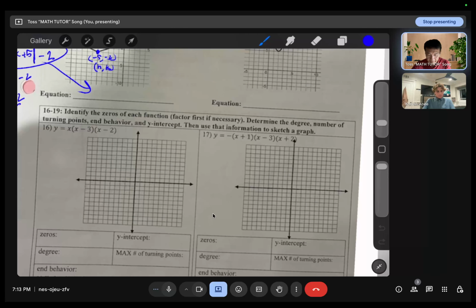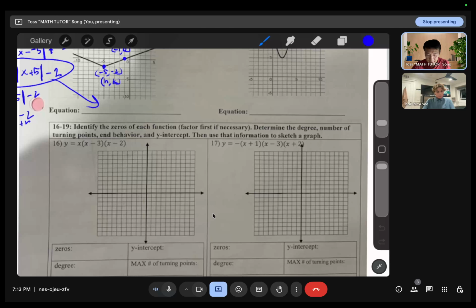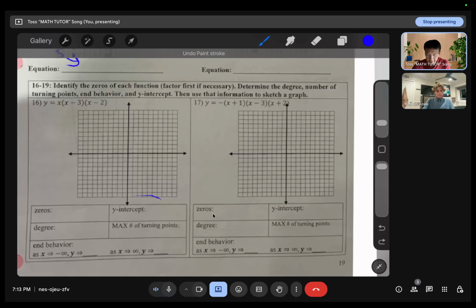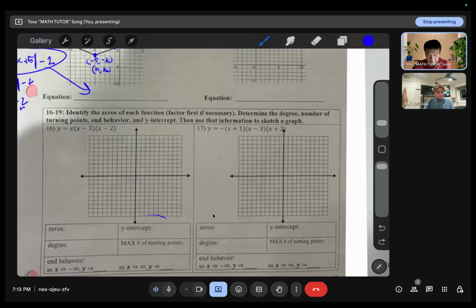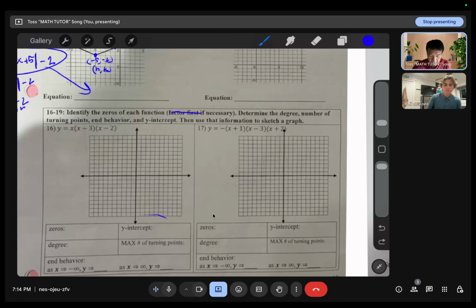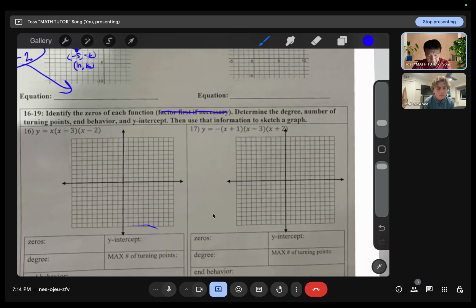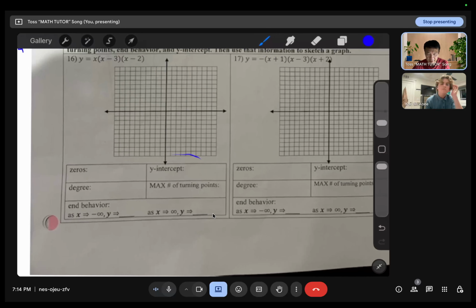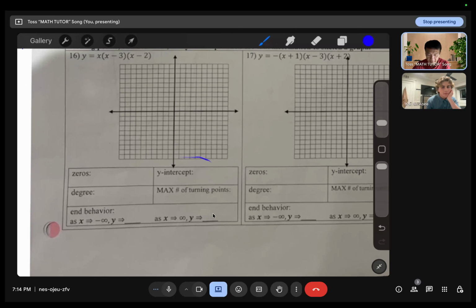All right, let's see 16. Identify the zeros. The zeros are the intercepts, when you set each factor equal to 0. We're gonna have to fill it in the box anyway. Factor first, if necessary. They all factored for you, so that's not necessary. Determine the degree, the number of turning points, the end behavior. Okay, it's just reiterating what you're gonna be filling in the box.